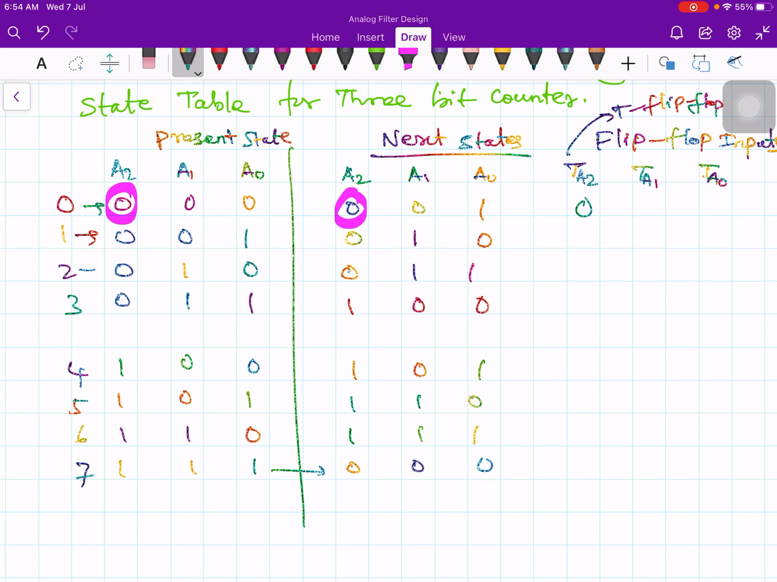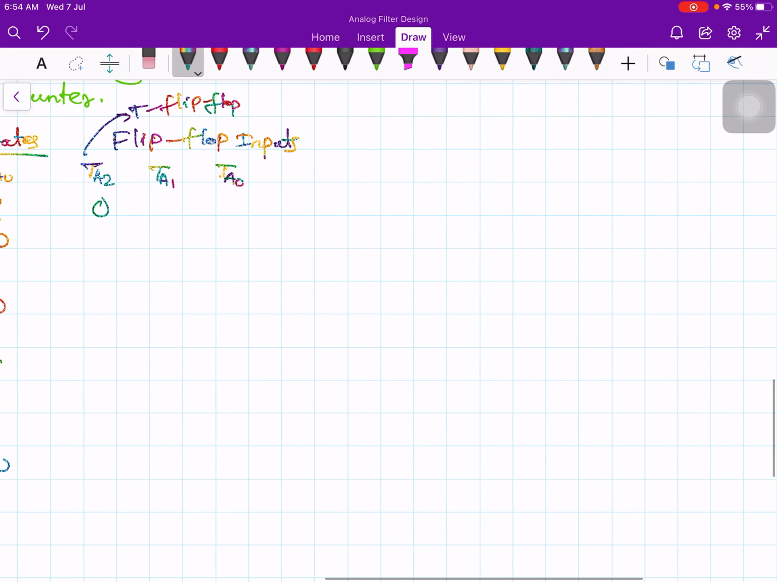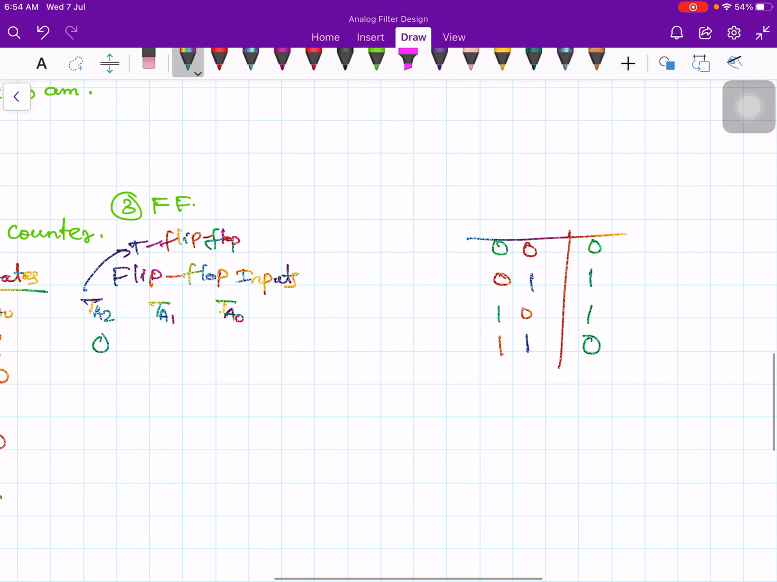Recall the input excitation table of T flip-flops. Let me write down here. 0 to 0, input is 0. 0 to 1, there is a change, toggle. 0 to 1 is toggle, right? So input must be 1. 1 to 0, there is a toggle, 1. 1 to 1, no change, so input is 0. This is the characteristic table, the excitation table of your flip-flops.